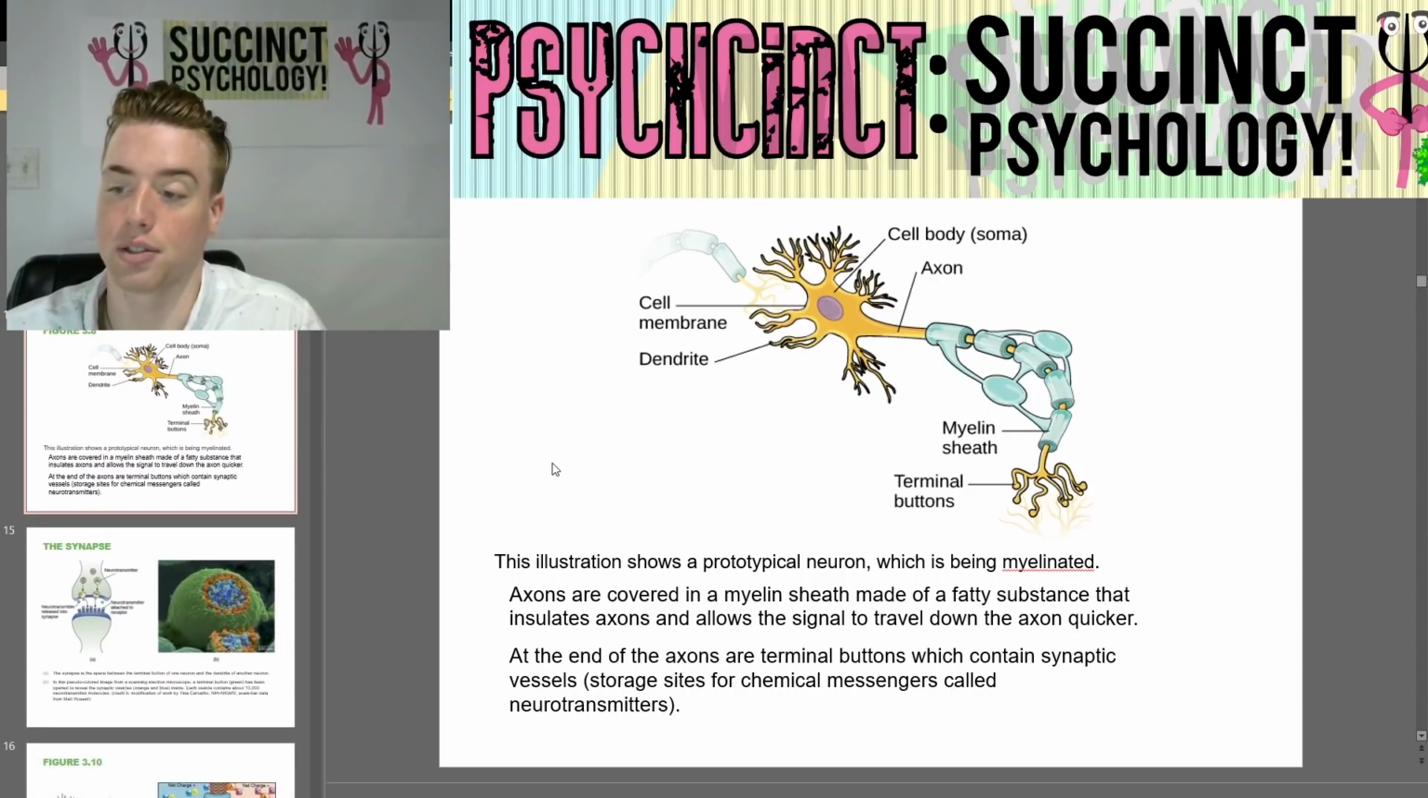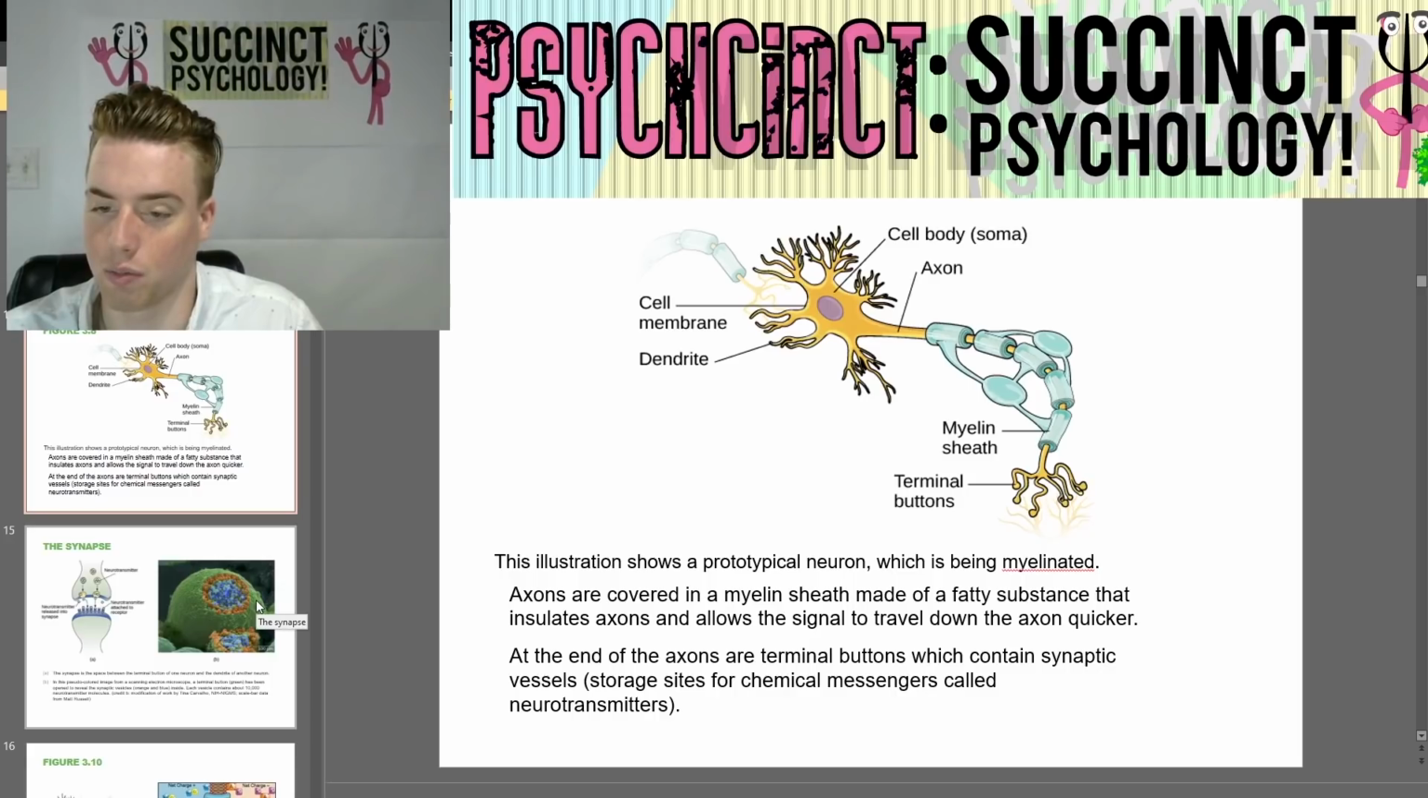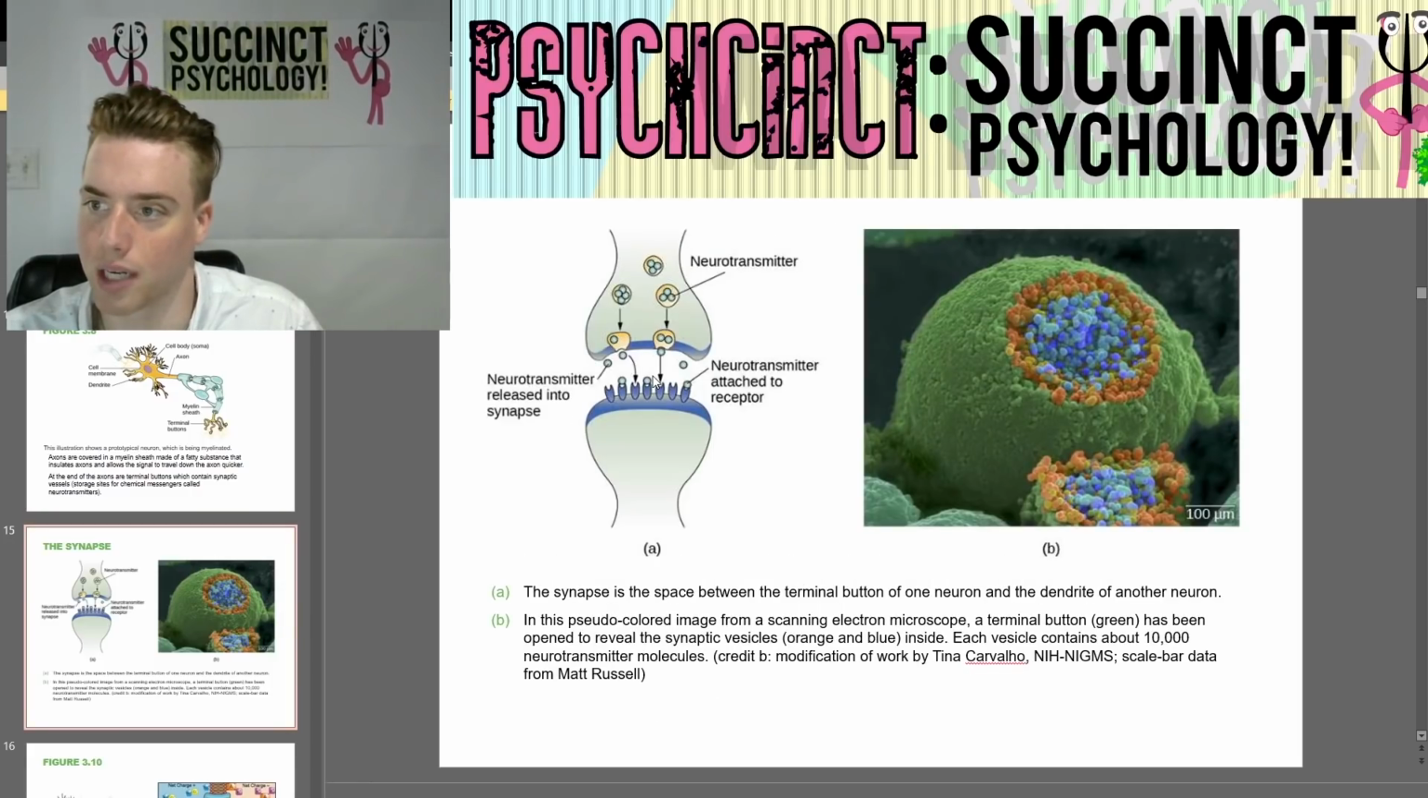This illustration shows a prototypical neuron, which is being myelinated. Axons are covered in a myelin sheath made of a fatty substance that insulates axons and allows the signal to travel down the axon quicker. At the end of the axons are terminal buttons, which contain synaptic vesicles, storage sites for chemical messengers called neurotransmitters. So here we have the axon, you can see the myelin sheaths, and then these terminal buttons, which contain the synaptic vesicles, and we will go into what the synapse is right here.